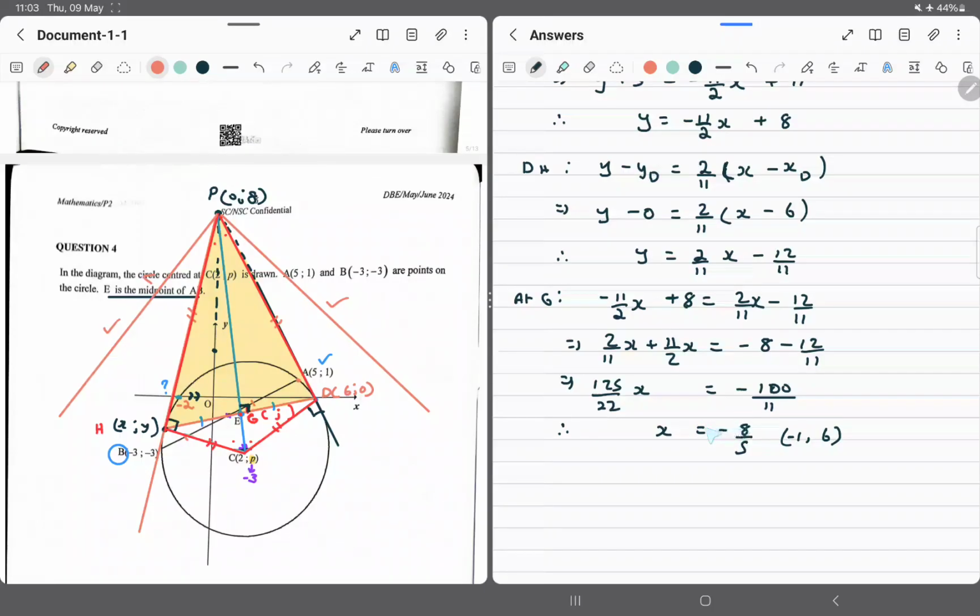But this x coordinate doesn't make sense now, because it has to be positive, it can't be negative. I don't know what I did wrong. Oh yeah, when I transposed, wait. I transposed this to this side, that to that side, so this one should be positive.